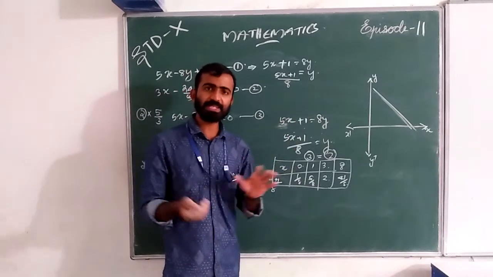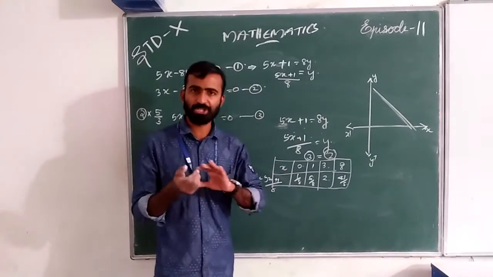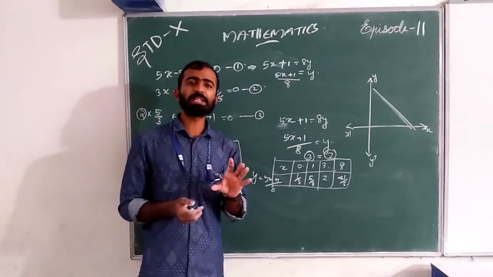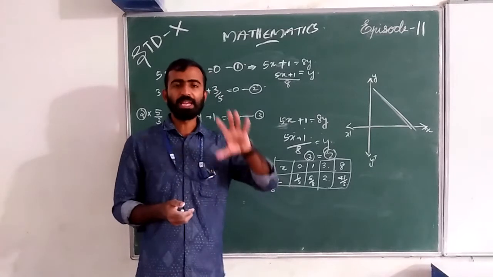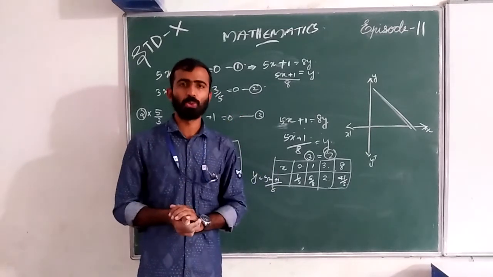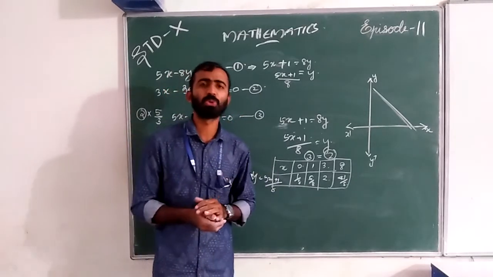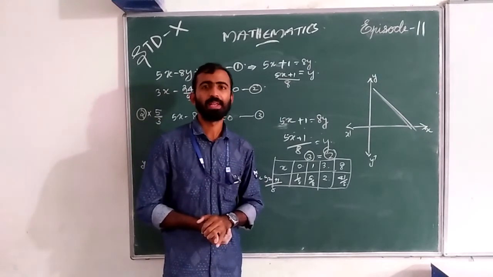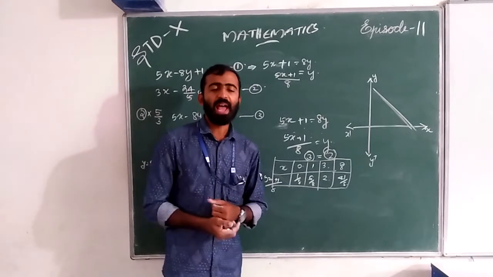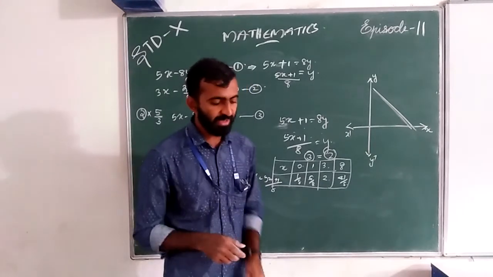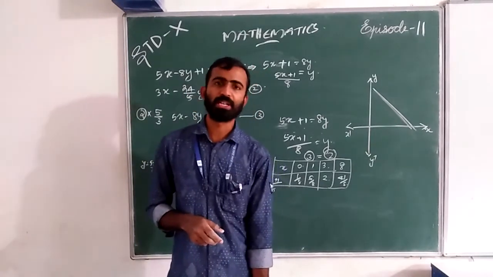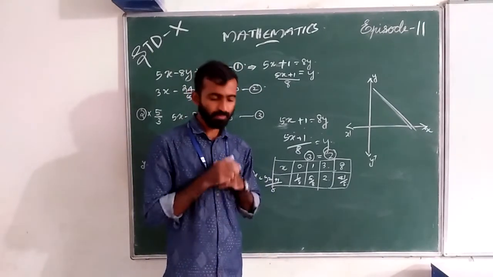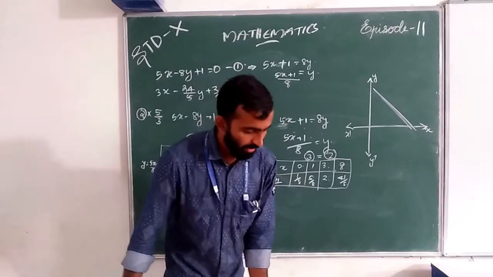In the previous class we studied that when the graph is coincident, then it has infinitely many solutions. That is the solution for this example. Is it? Yes. The answer is it has infinitely many solutions.